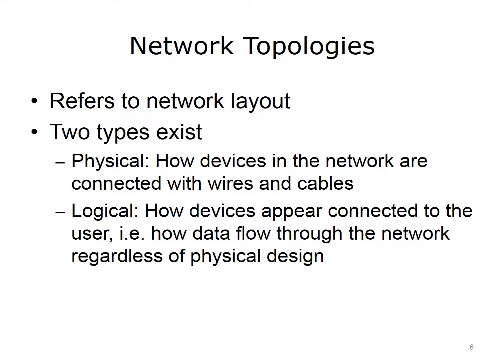How a network is organized or laid out is referred to as its topology. Two types of network topologies exist. Physical topology details how the network is physically designed. In other words, how devices in the network are connected with wires and cables. Logical topology illustrates how devices appear to the user to be connected. In other words, how data flows through the network regardless of its physical design.